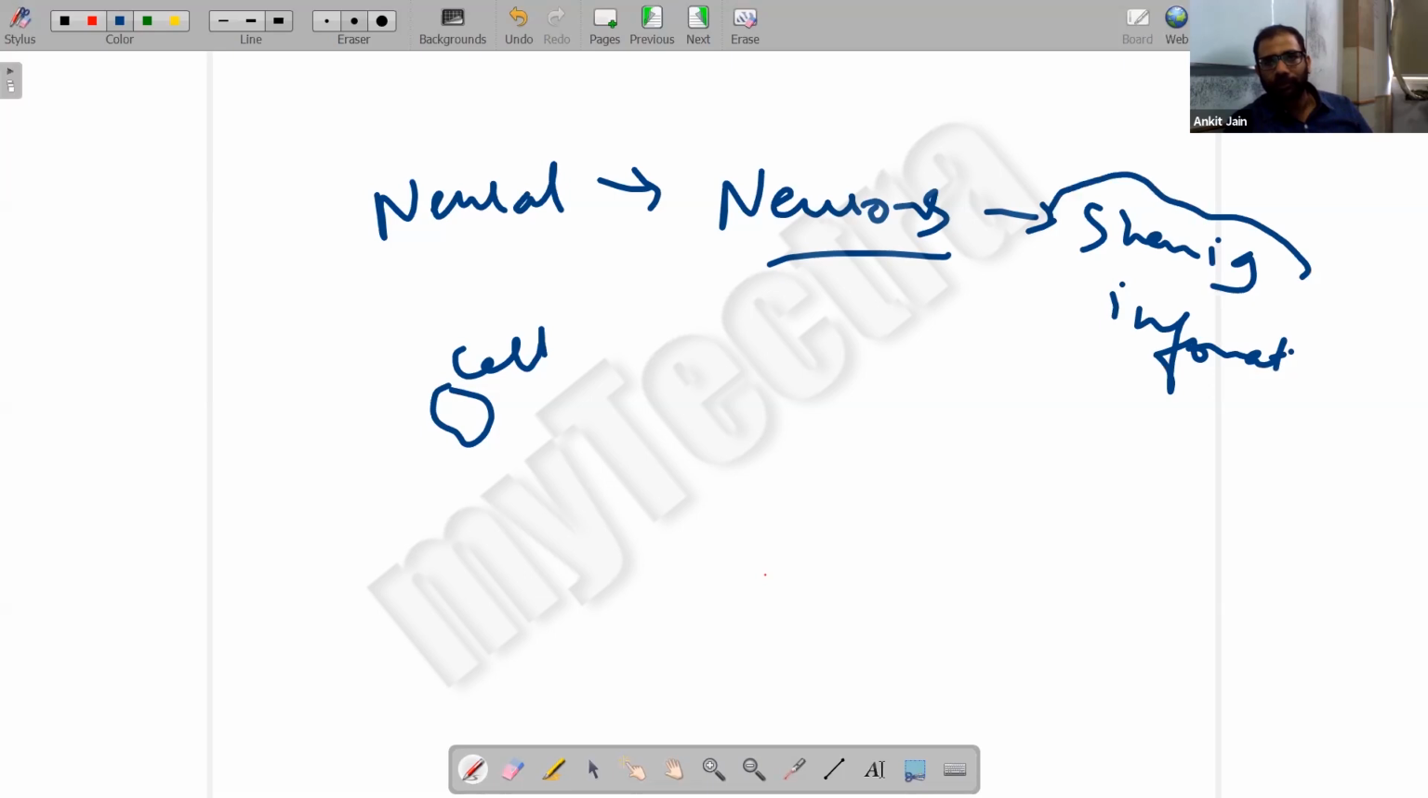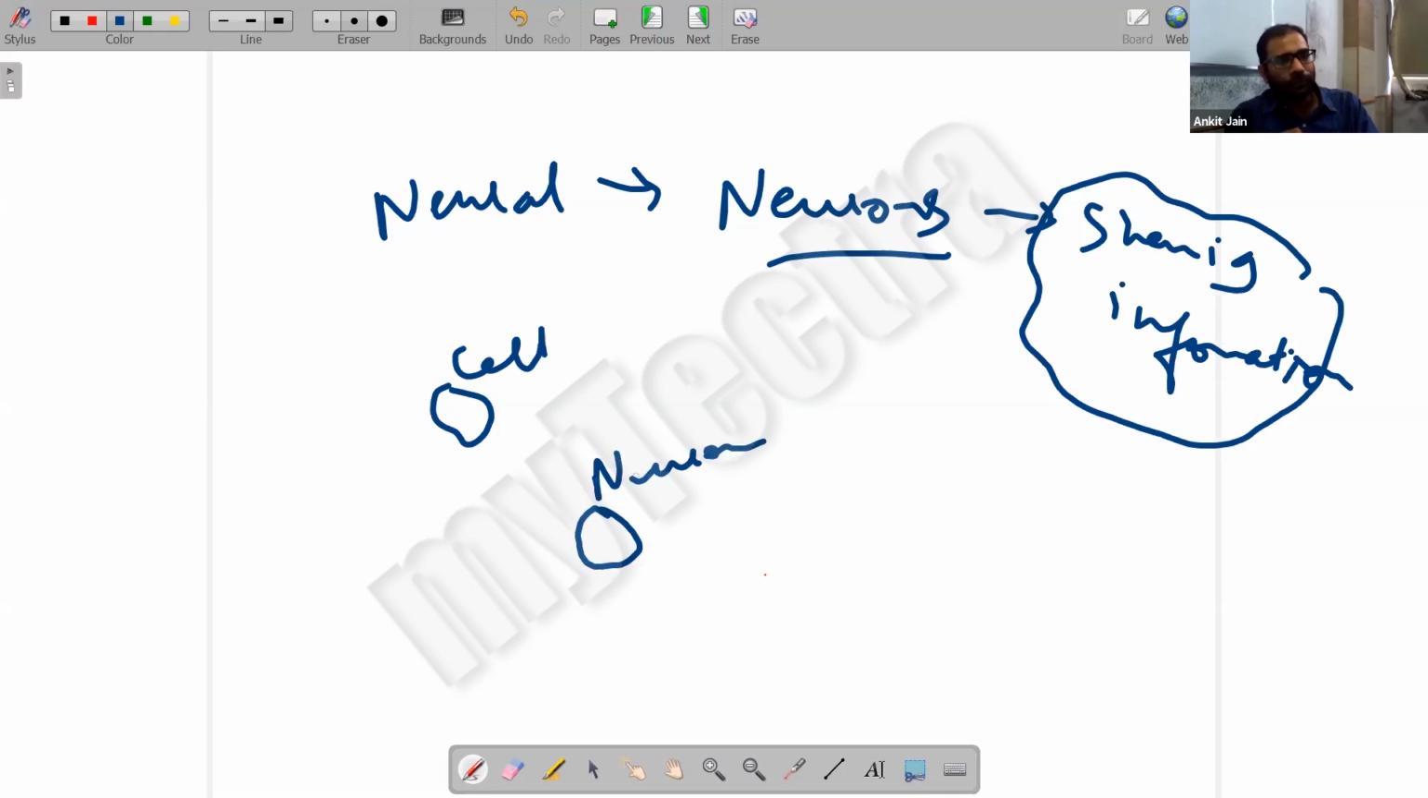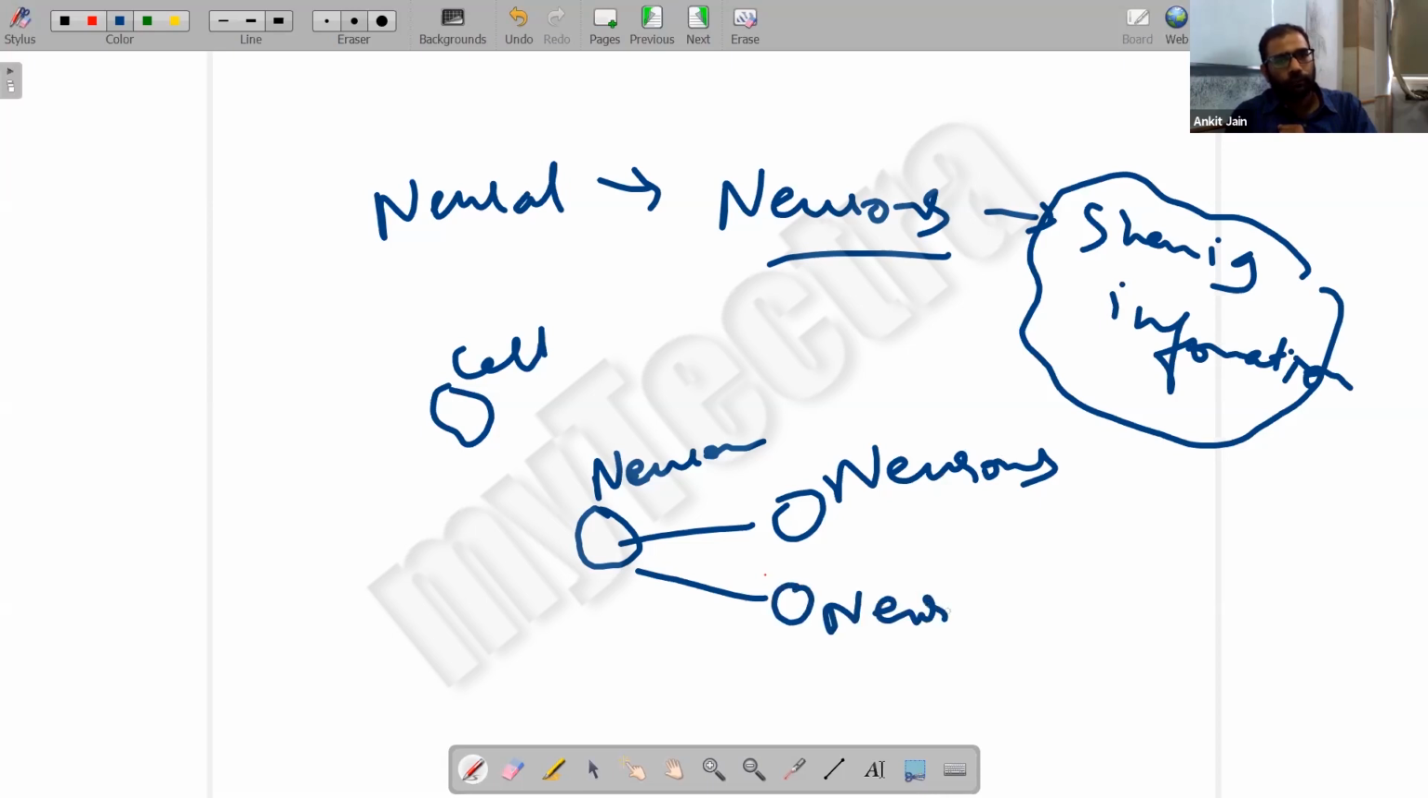I think this is a key word here, sharing information. So when I'm saying something, it goes through your ears, okay? It reaches some part of your brain, and then that part of the brain communicates with each other using neurons, okay? So basically, a brain is made up of neurons, if you can understand that, and each neuron is communicating or sharing information with other neurons. Each neuron is sharing information with other neurons, correct?